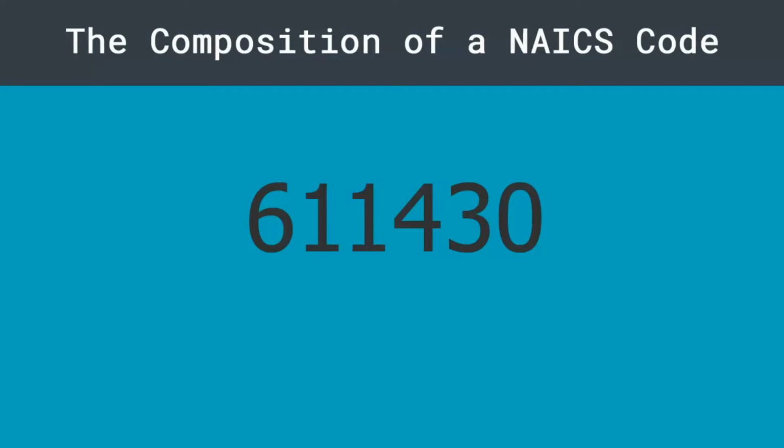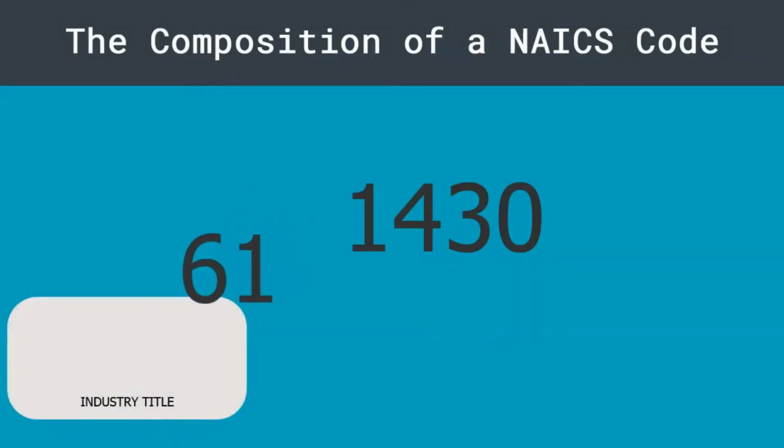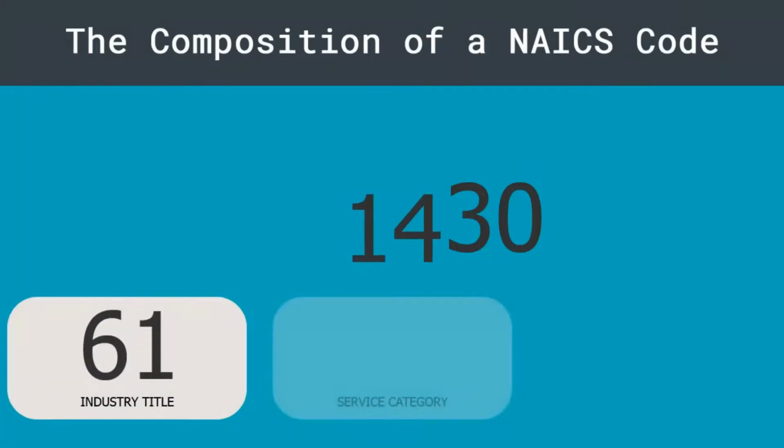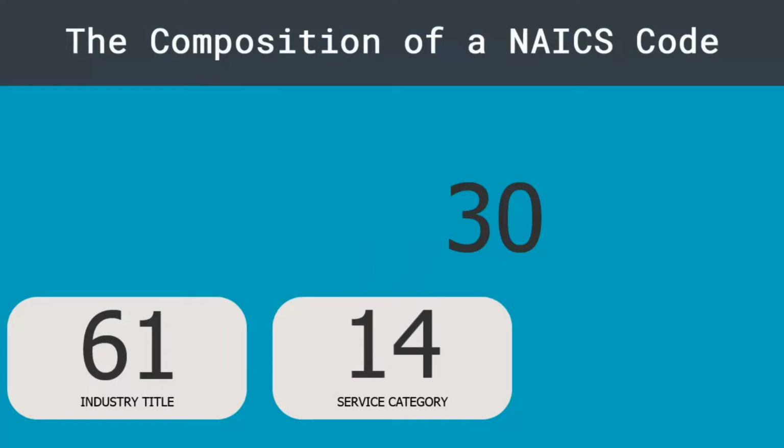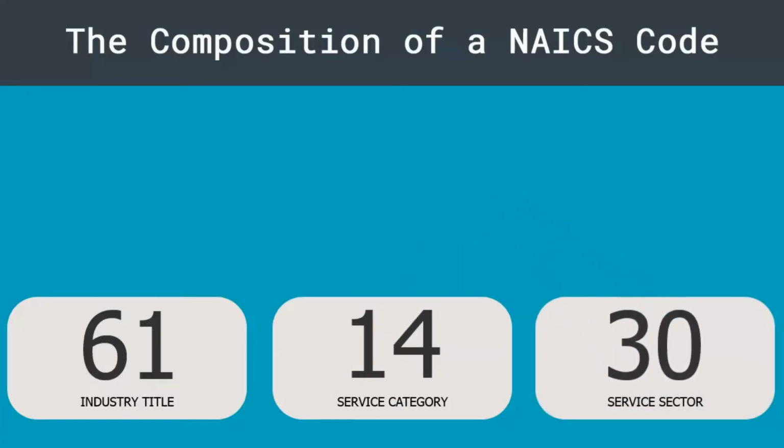NAICS codes are 6-digit codes that can be broken down into 2-digit segments. The first 2 digits represent the industry title, the second two represent the product and service category, and the last two represent the service sector.